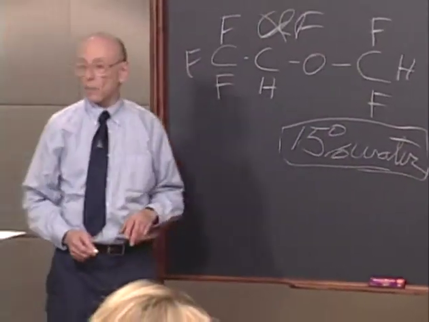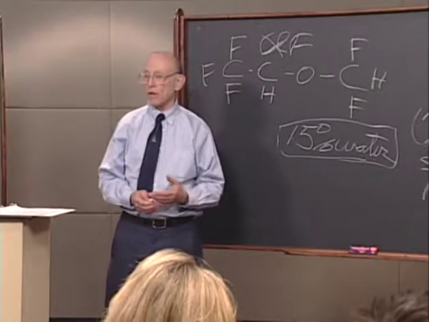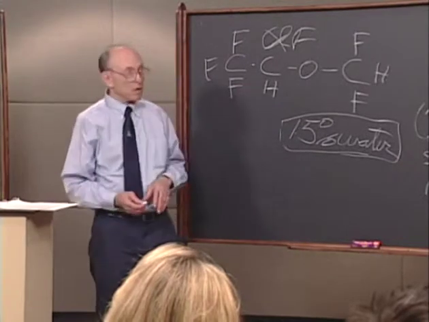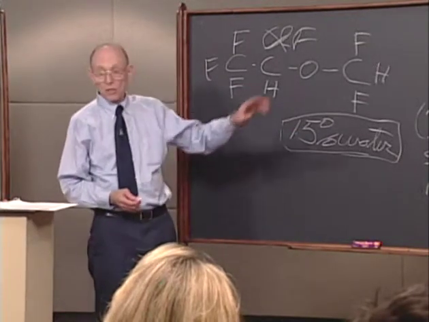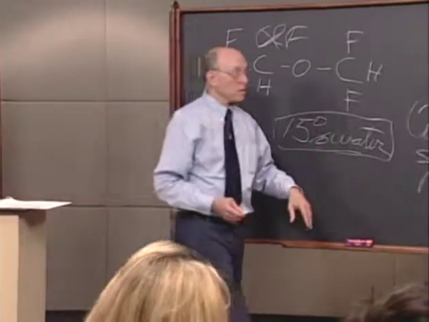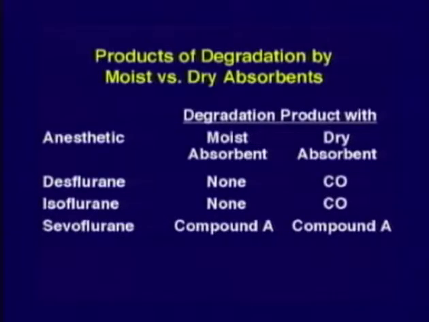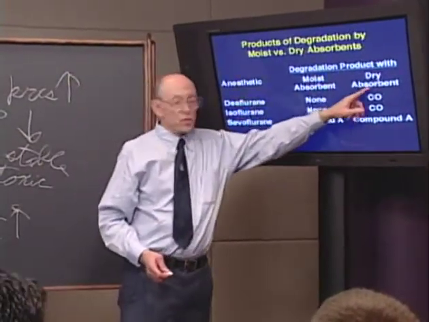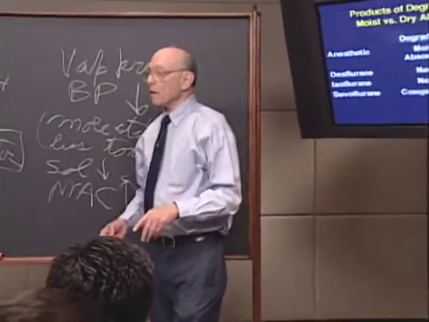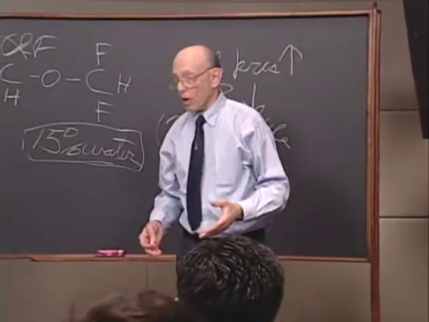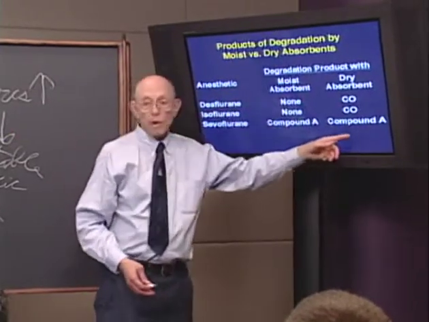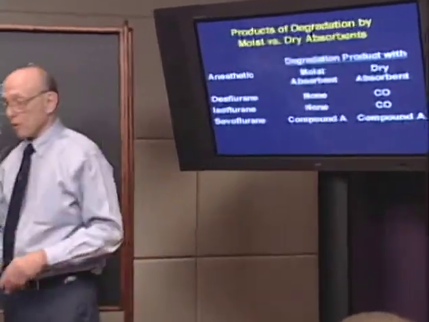And that's important because, first of all, it can accelerate the reaction with carbon dioxide. But second of all, it protects against the degradation of the inhaled anesthetics. So with desflurane and isoflurane, if you've got normal, moist absorbent, you have no production of carbon monoxide. It's only when the absorbent is dry, drying by 90% or more, that you get carbon monoxide production. You get compound A production, however, from both moist and dry absorbents.